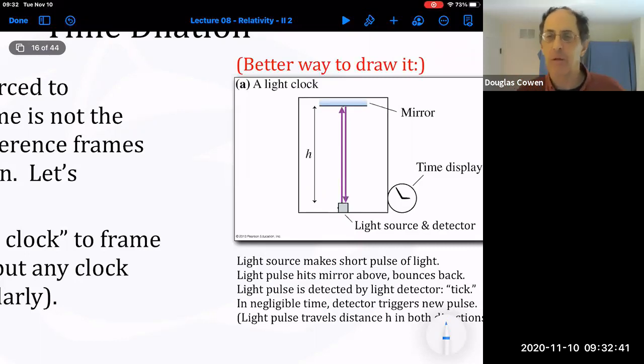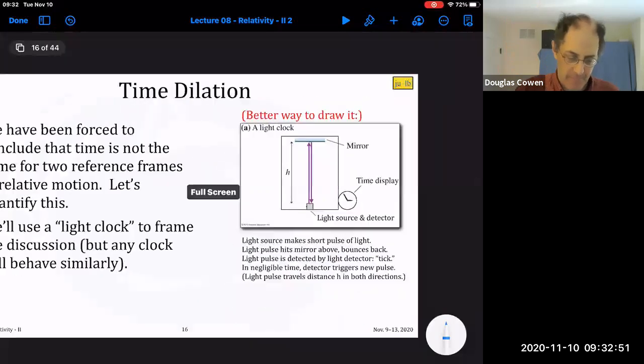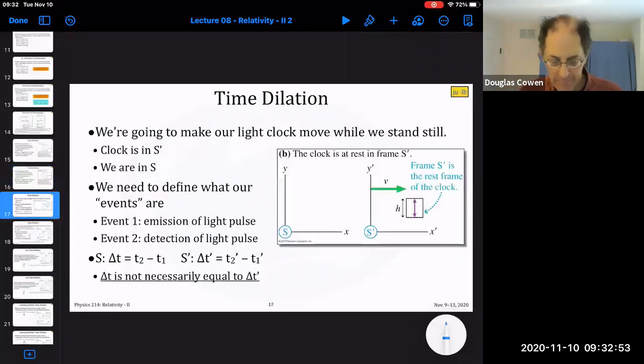Just to make things simple, it immediately sends out another pulse, which then travels up a distance h, comes back down a distance h, and then that's the second tick. All right, so that's our clock. And now what we're going to do is make this light clock move. So we're going to put it in reference frame S prime, and we're going to be in reference frame S.